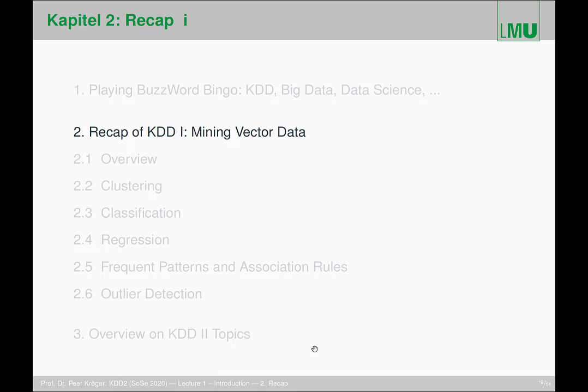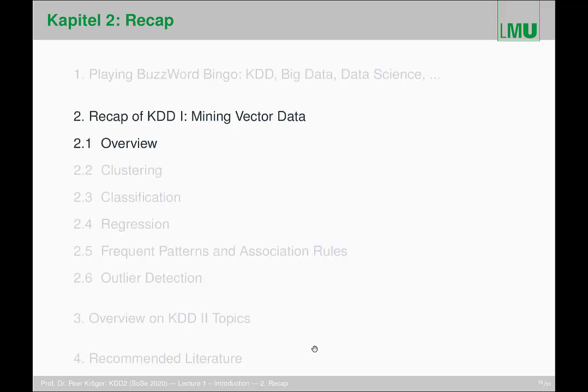Okay guys, let's continue with the introduction lecture of this week. After playing the buzzword bingo, we will have a recap of KDD1. And first of all, we will begin with an overview. So this is section 2.1.